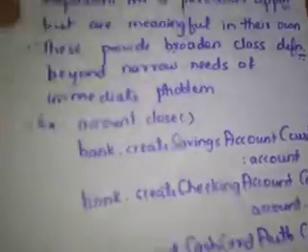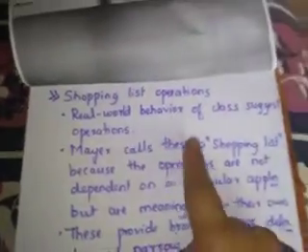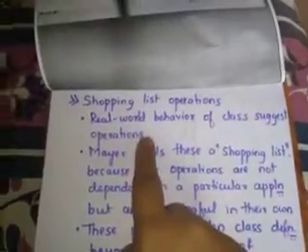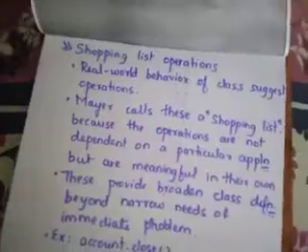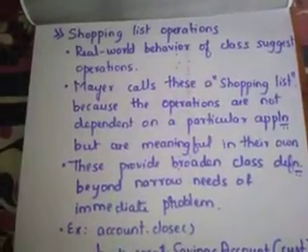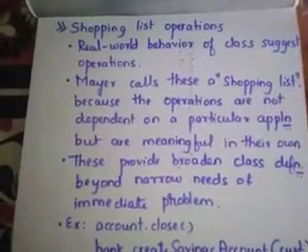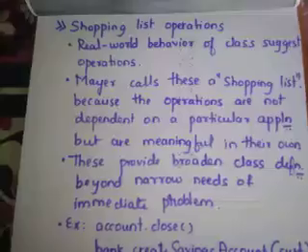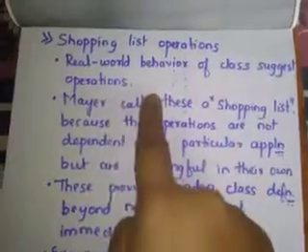The next is the shopping list operations. In the real world, the behavior of the class suggests the operation. That is, how each object behaves in the real world gives us some operations. For example, when a real world entity, a customer, moves to the bank, he wants to open an account. Otherwise, when he moves into the bank, he wants to process some transactions. So like this, the real world behavior of a class suggests some operations.